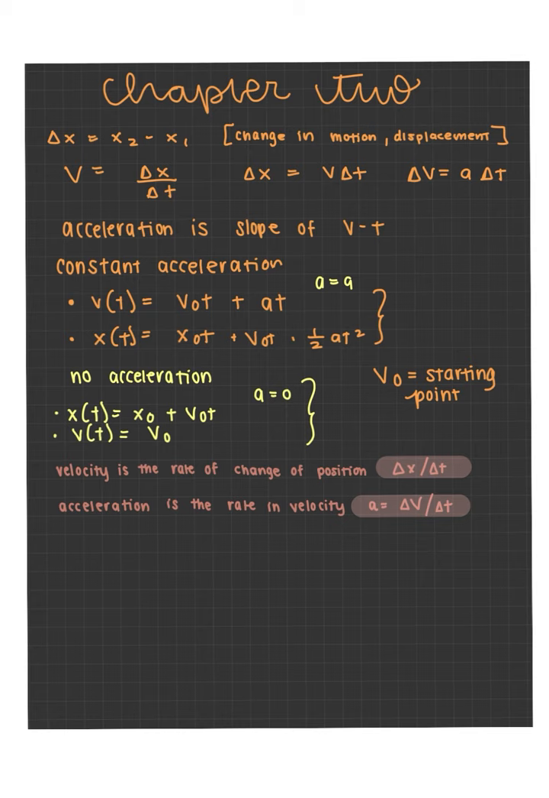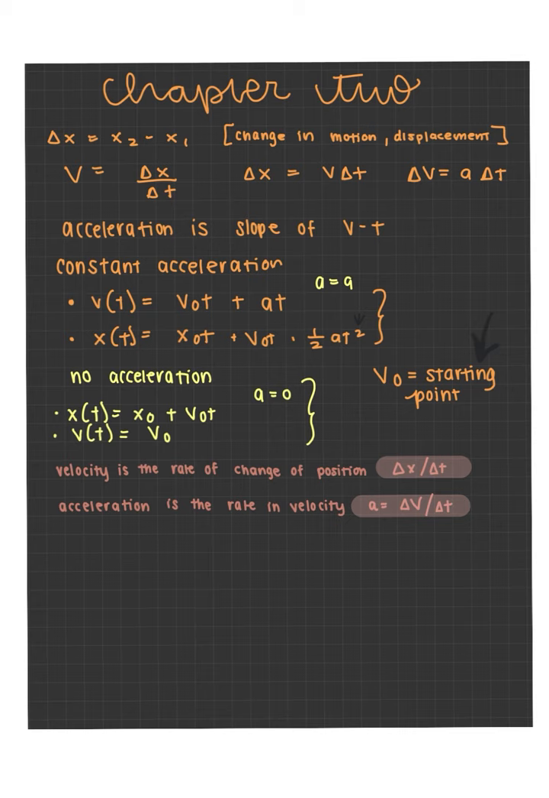Now for constant acceleration here, these are the formulas that we have so we can solve constant acceleration. So it's v of t, of time, is v0 plus at. And we have here that v0 is equal to our starting point. And next, we also have x of t equals x0 plus v0t plus 1/2 at squared, and it can help us solve some of these problems.